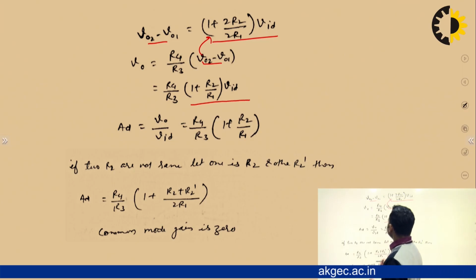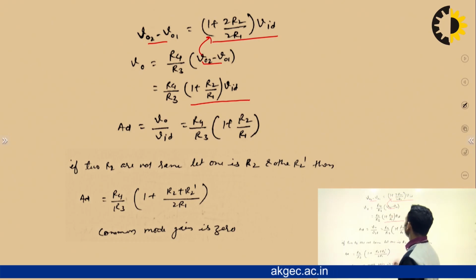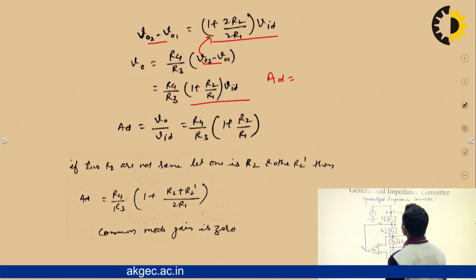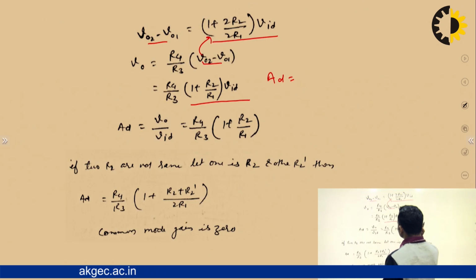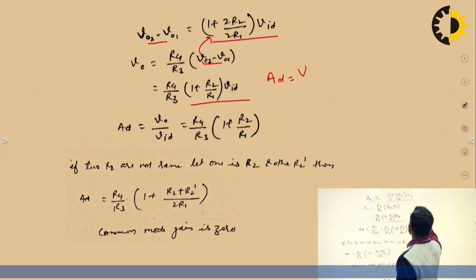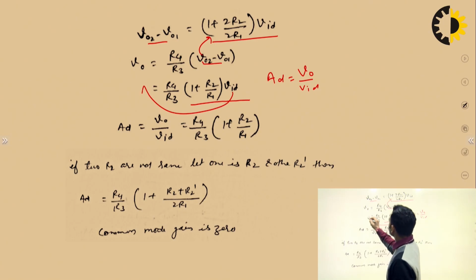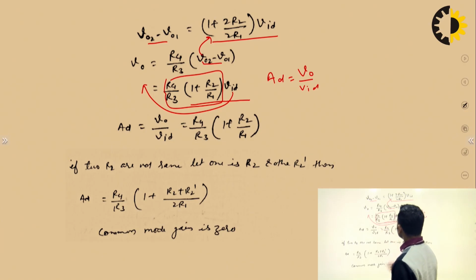So, now what is AD? AD is the differential gain. Differential gain is equal to output upon differential input. That means V0 upon VID. So, take it to that side. So, V0 upon VID will be this, R4 upon R3 into 1 plus R2 upon R1.